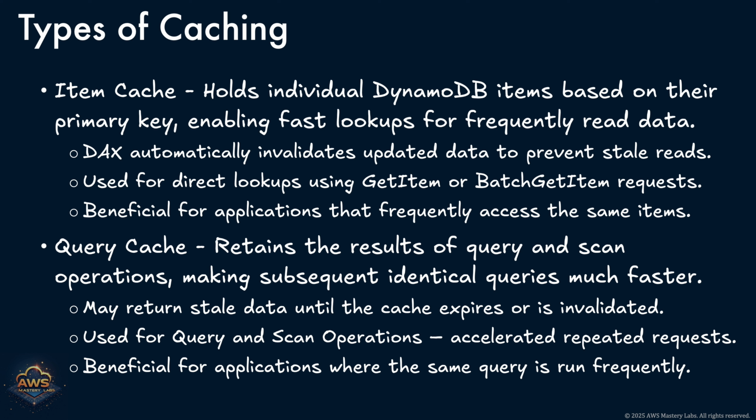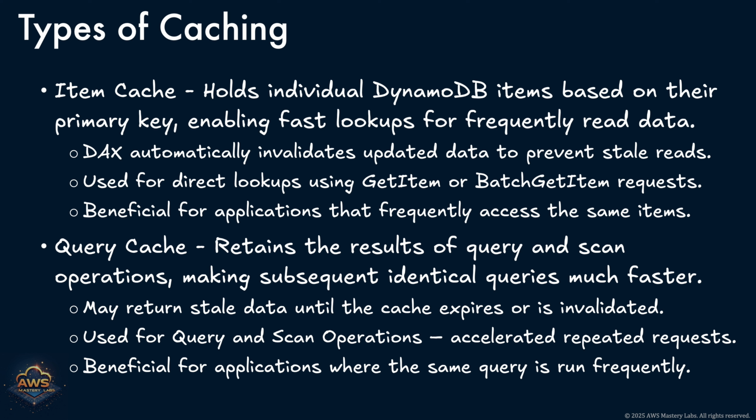reducing database round trips. One of the key advantages of this cache is that it ensures data freshness. Whenever an item is updated or deleted in DynamoDB, DAX automatically invalidates the corresponding cached entry to prevent stale reads. This makes the item cache particularly useful for high-throughput read scenarios such as user profiles, session data, or gaming leaderboards, where frequently accessed records need to be retrieved instantly.